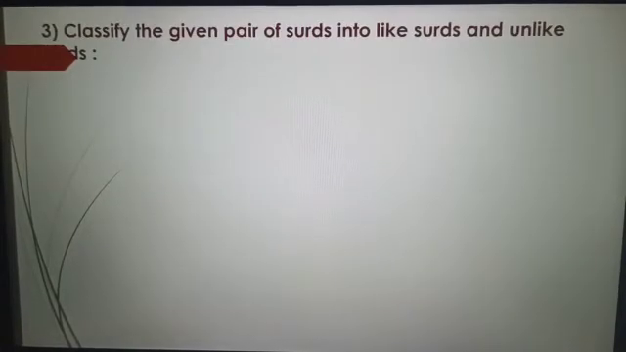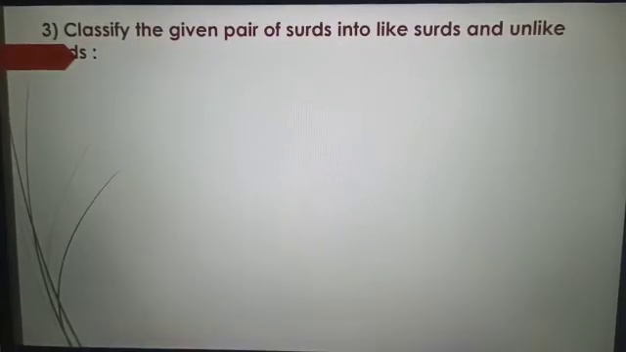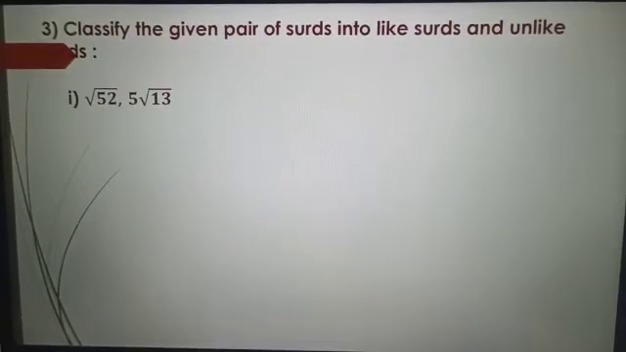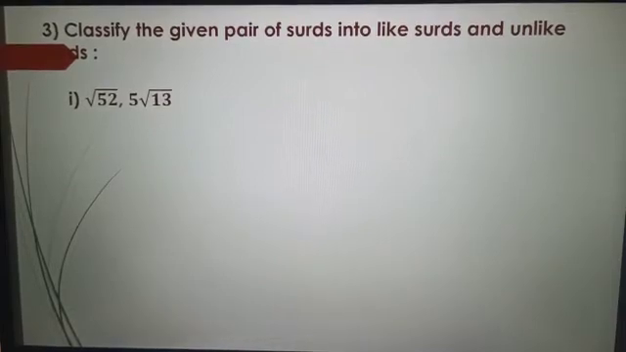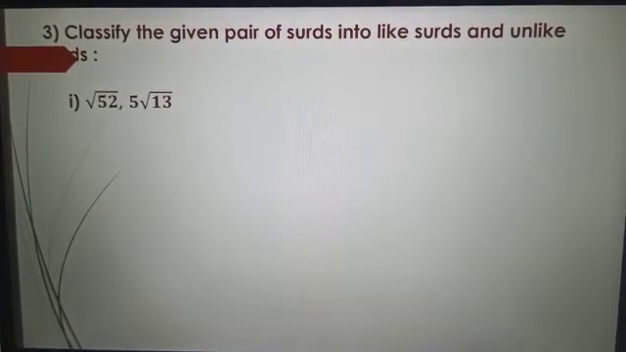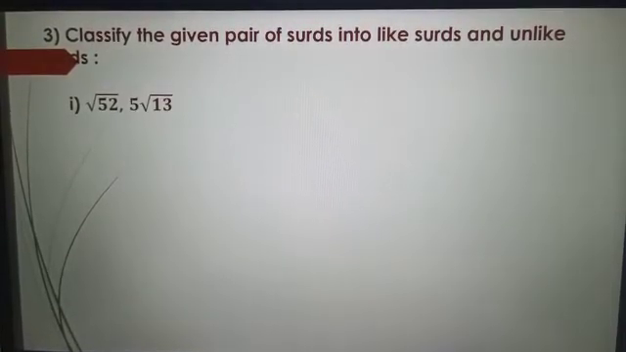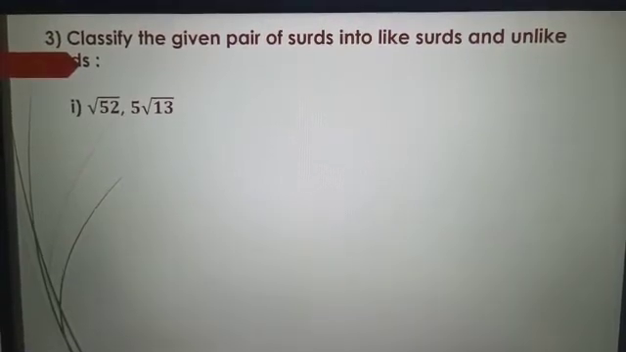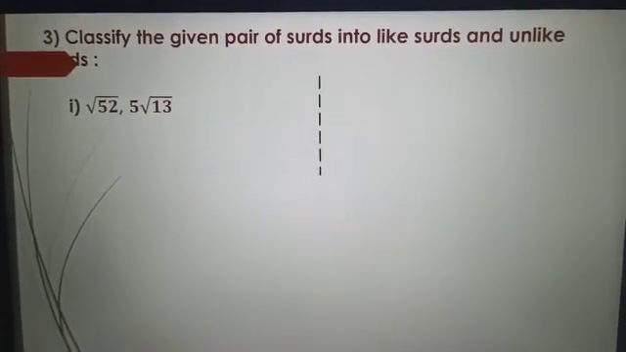Next question number 3. Classify the given pair of surds into like surds and unlike surds. First question, square root of 52. Second one, 5 square root of 13. So see here the radicand. First radicand is 52. Second radicand is 13. So first we have to simplify the 52.